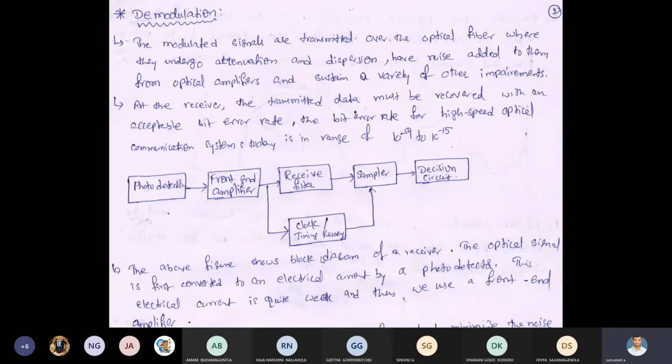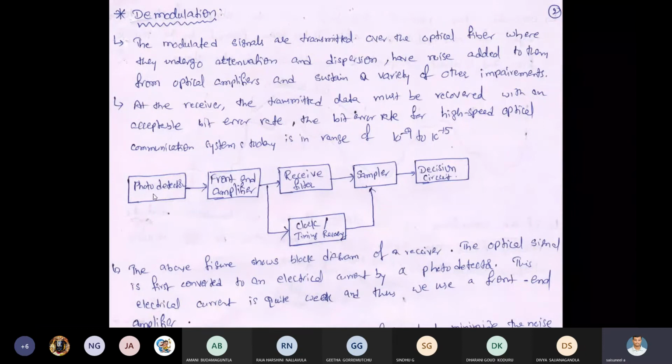Yes, see this one. This is the exact block diagram of the receiving section with demodulation. The first stage is the photodetector stage. The second stage is the front-end amplifier. The third stage is the receive filter. Next is the sampler, right? Before sampling, we have to check the clock and timing recovery. The last one is the decision circuit.